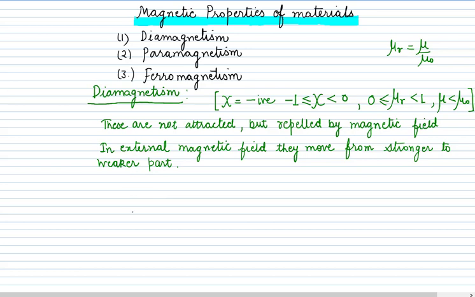So if this is our nucleus, the positive nucleus, and around this nucleus you have an electron which is revolving around it, then it has some orbital angular momentum which is given by L. And since this electron is a moving charge, it also acts as a current carrying loop.